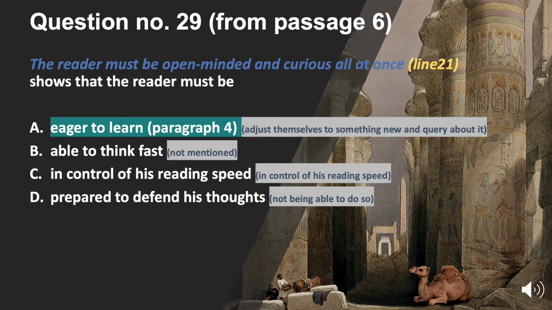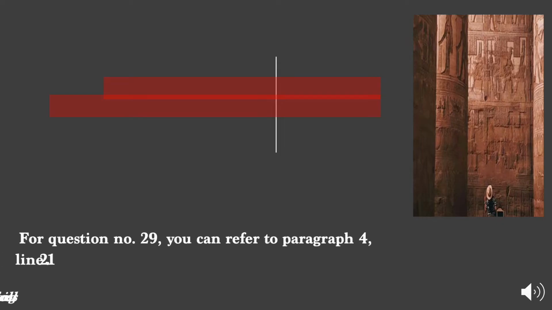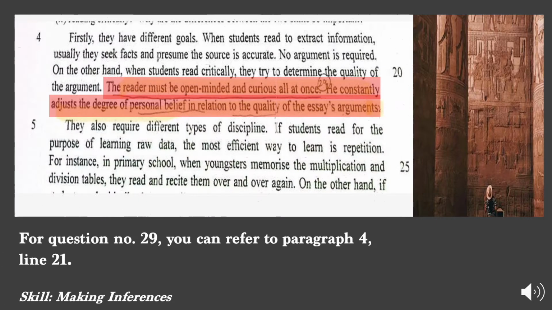Question number 29. Students can apply making inferences skills to find the answer for this question. Students need to refer back to passage 6, line 21 to find the best answer based on the 4 MCQ options given. The answer is A. For question number 29, students can find the clue in paragraph 4, line 21.